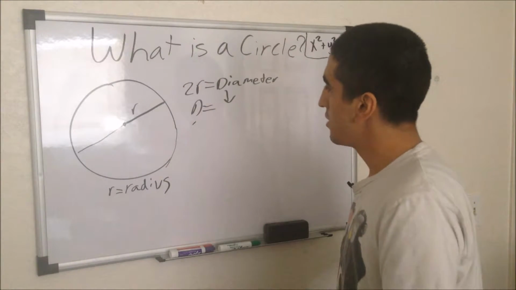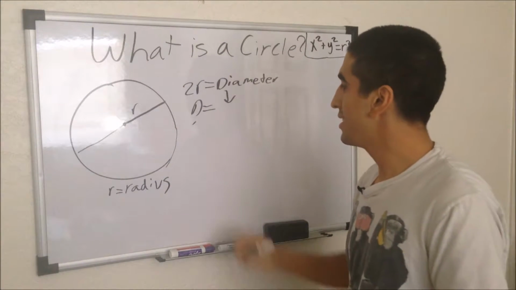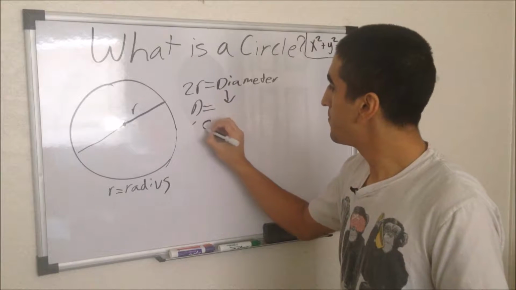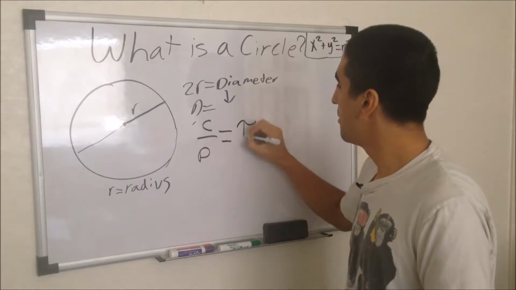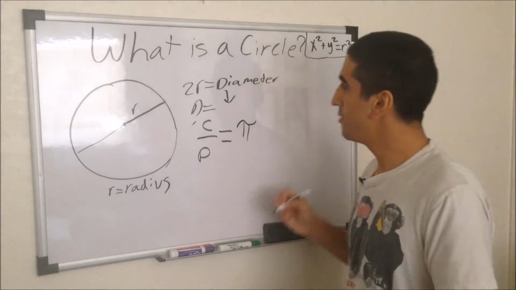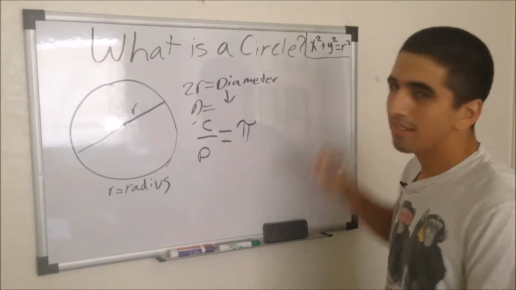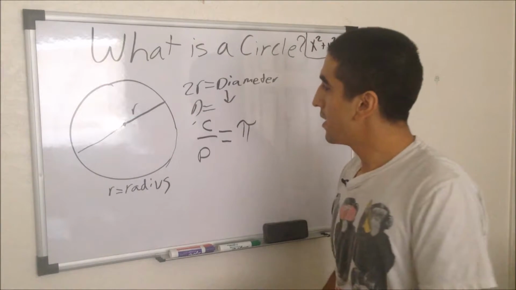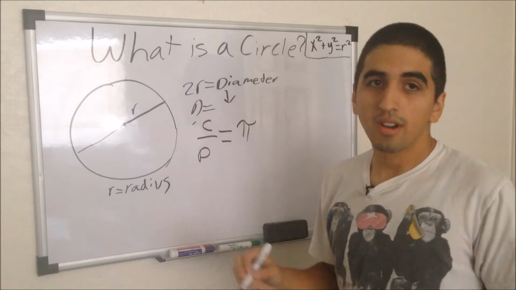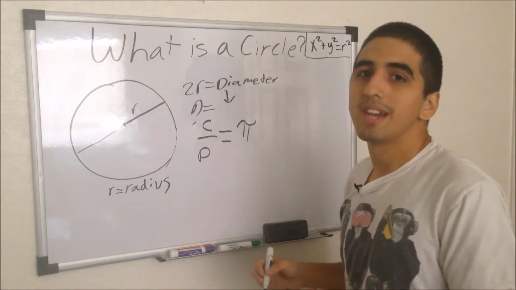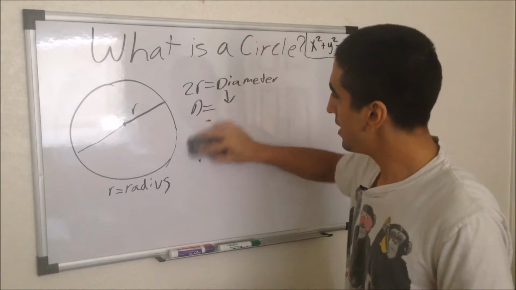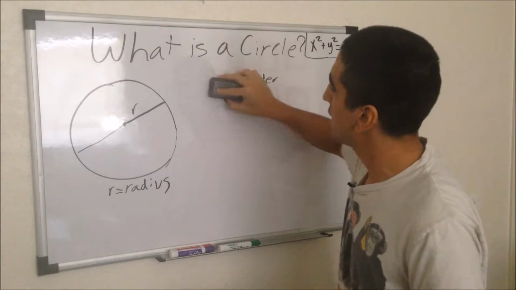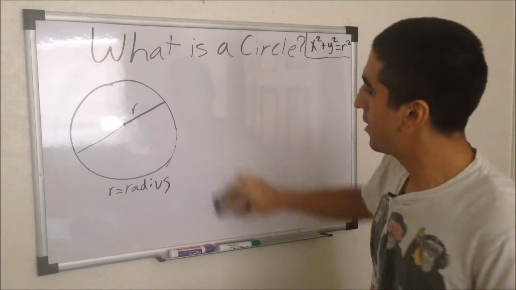A cool thing dealing with circumference and diameter is if you took the circumference and you divided it by the diameter, you're always going to get pi. Pi is approximately equal to 3.14 because the ratio of a circle's circumference to its diameter is pi. That is what pi is. I can make a separate video on pi, actually. It's an interesting thing to talk about.